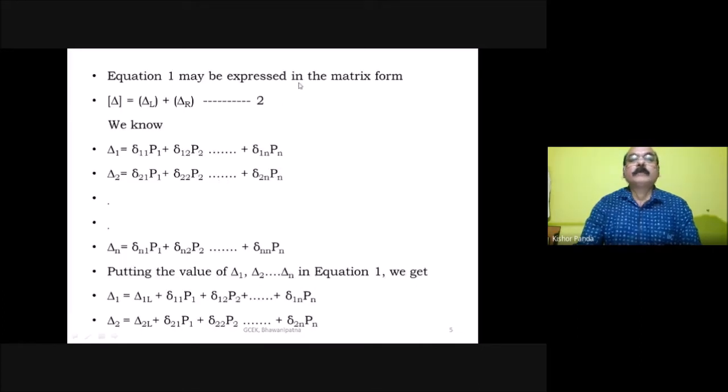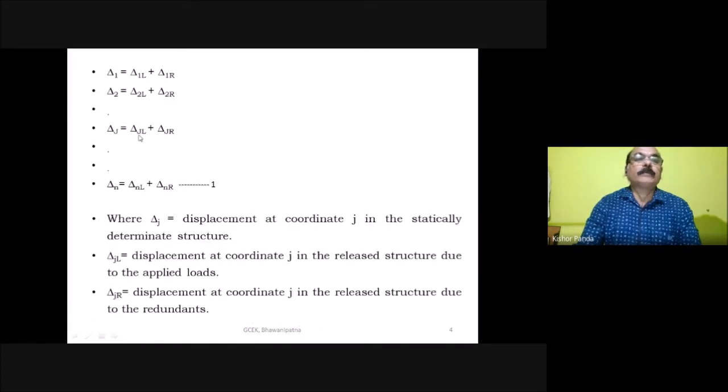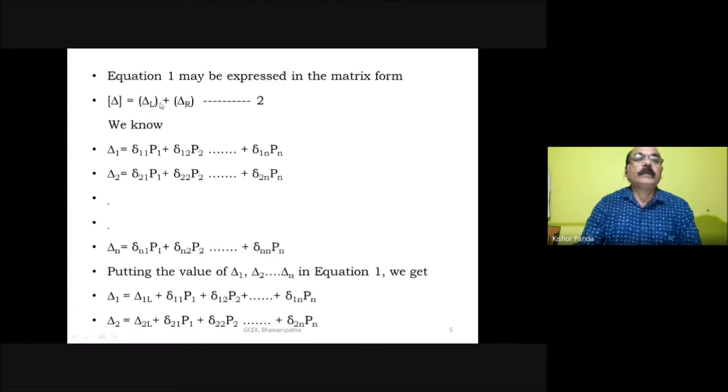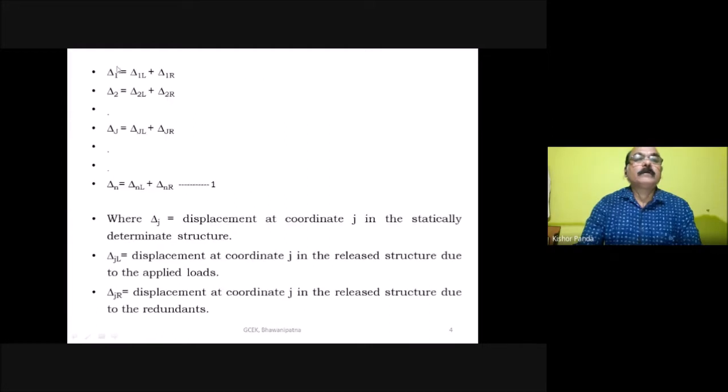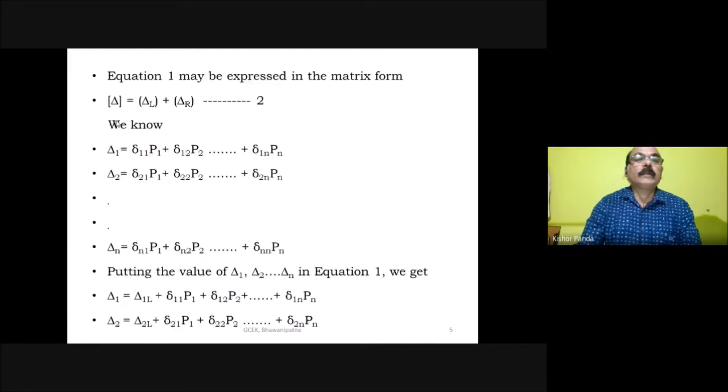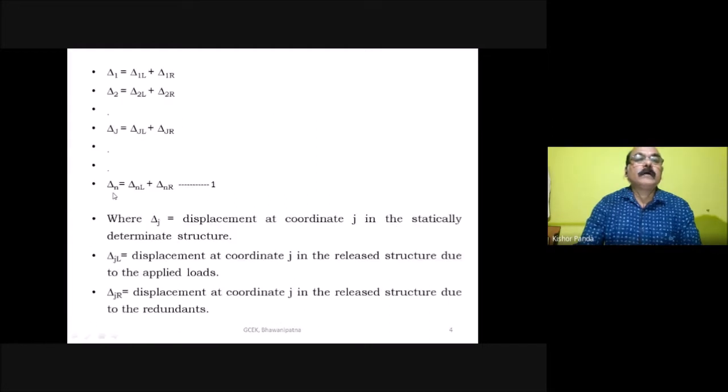Equation 1 may be expressed in the matrix form. So delta is equal to delta L plus delta R. This is equation 2. This is your column matrix, and this is also a column matrix. Delta is equal to delta 1, delta 2, delta 3, and delta n.